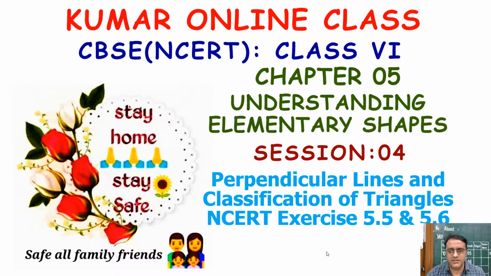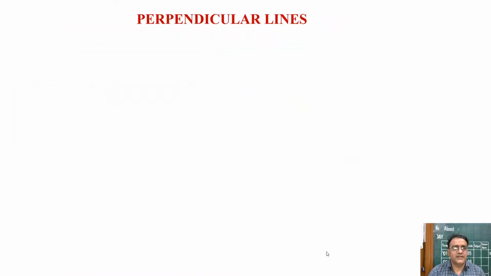Let us start the session. Today we are going to start session number 4 of chapter number 5, Understanding Elementary Shapes. In this chapter we are going to learn about perpendicular lines and classification of triangles, and we'll complete NCERT exercise 5.5 and 5.6. So let us start with the first topic, perpendicular lines.